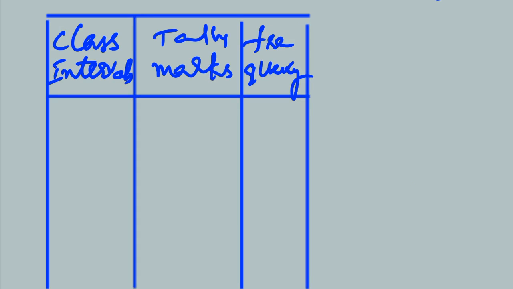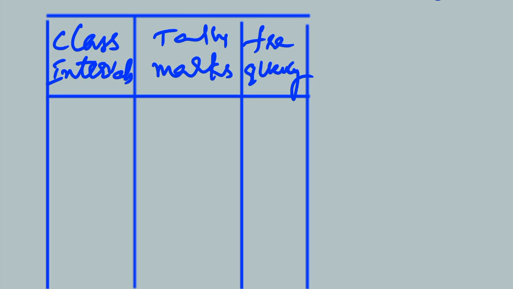Yes, here is the table. We have to draw the table like this. Generally the first column is class intervals, the second is tally marks, and the third column is frequency. The very important thing here is how to write the class intervals. The minimum value is 0, so we have to start with 0. Start with 0, and what is the class length?